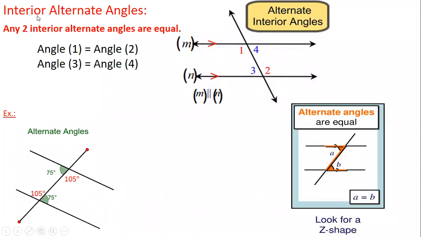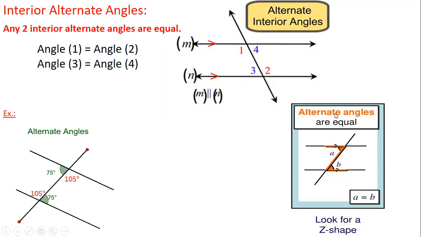Now, which angles do we call interior alternate angles? If you look at angle 1 and angle 2, angle 1 is to the left of the transversal, up. Angle 2 is to the right of the transversal, down. So angle 1 and angle 2 are interior alternate angles. Also, angle 3 and angle 4 are called interior alternate angles. There is a rule: any two interior alternate angles are equal to each other. So angle 1 and angle 2 are equal to each other. Angle 3 and angle 4 are equal to each other.